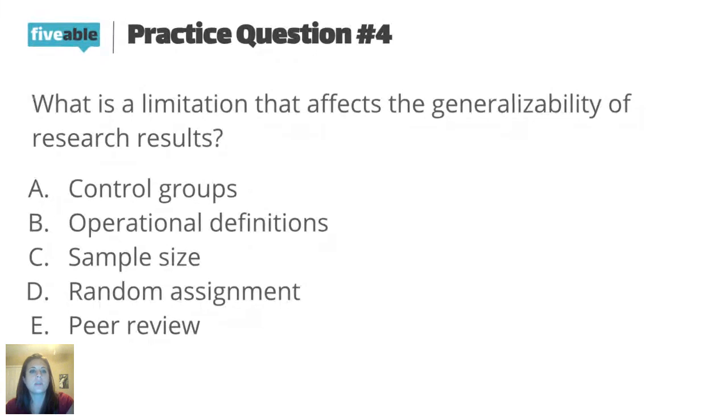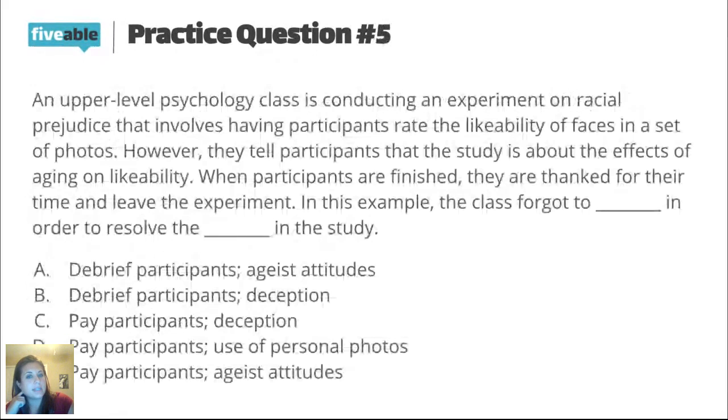This is the last question. This one's a little long. An upper-level psychology class is conducting an experiment on racial prejudice that involves having participants rate the likability of faces in a set of photos. However, they tell the participants that the study is about the effects of aging on likability. When participants are finished, they are thanked for their time and leave the experiment. In this example, the class forgot to blank in order to resolve the blank. So this is about the ethics of psychology and research. So think about what ethically you would have to do to research or have people participate.